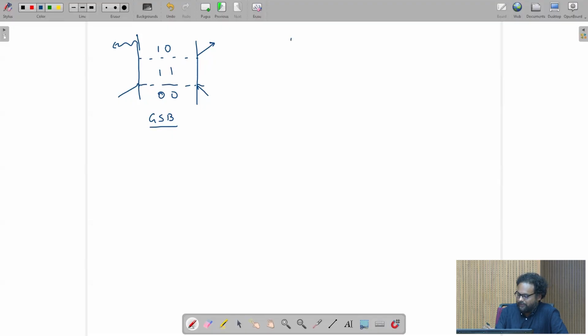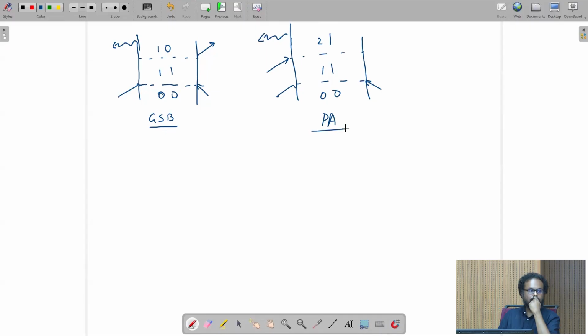Then we have excited state absorption. So from 0, 0, 1, 1, I need to go higher. This is my probe, 2, 1. That's my excited state absorption. Like stimulated emission at the same time.